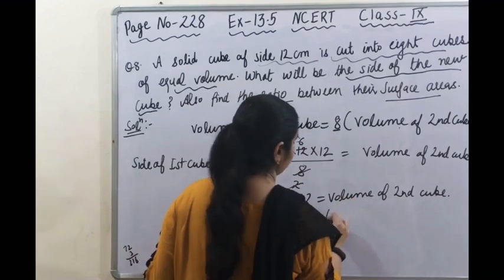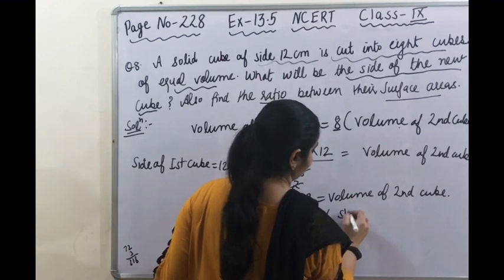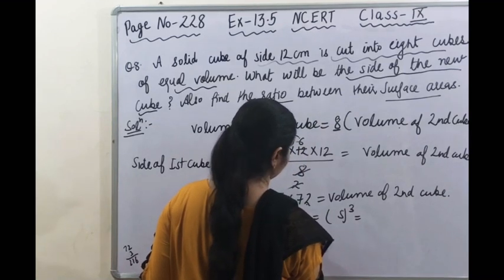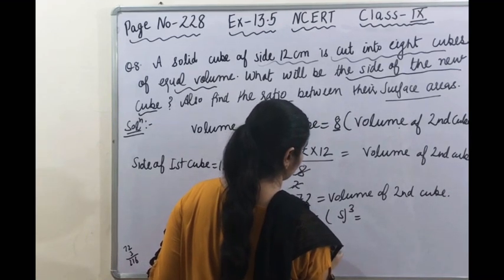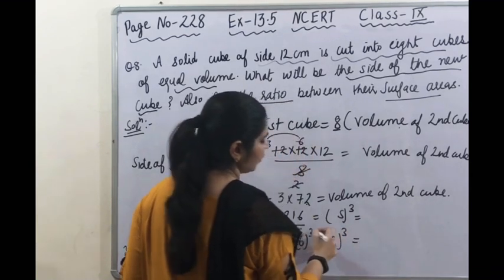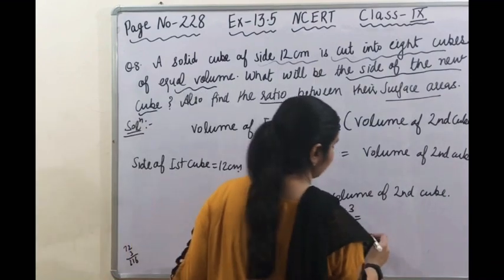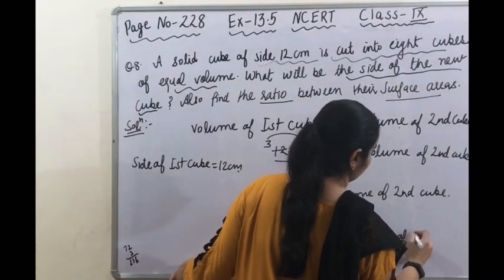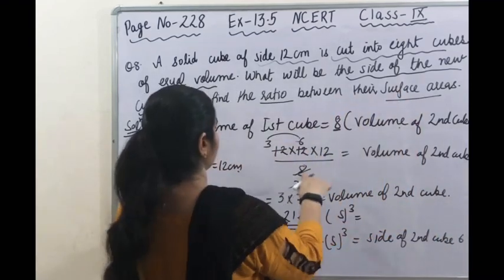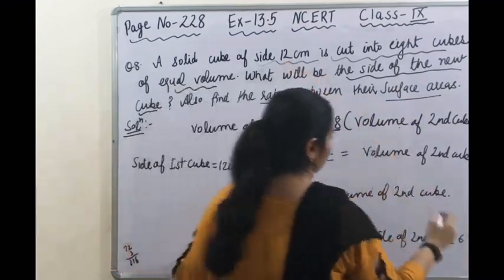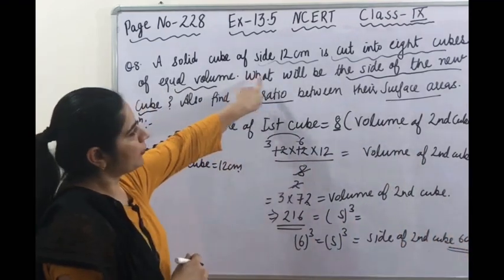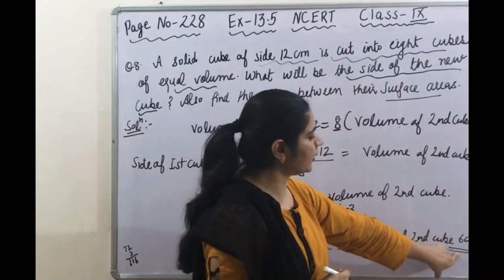We can write the volume as the formula, side cube. So we can write this 216 as 6 cube. So the side of the second one, by taking the cube root, 3 and 3 will be cancelled. Therefore, the side of the second cube is 6 centimeter. The first requirement was what will be the side. So the side is 6 centimeter.